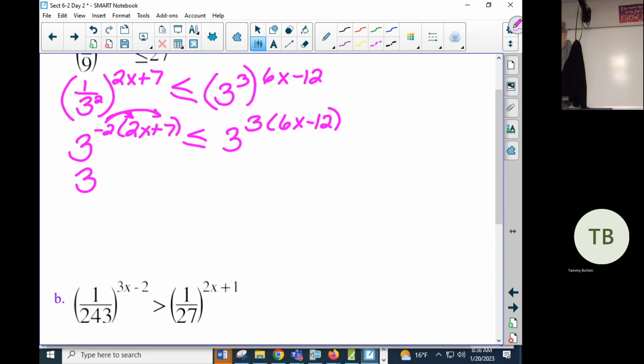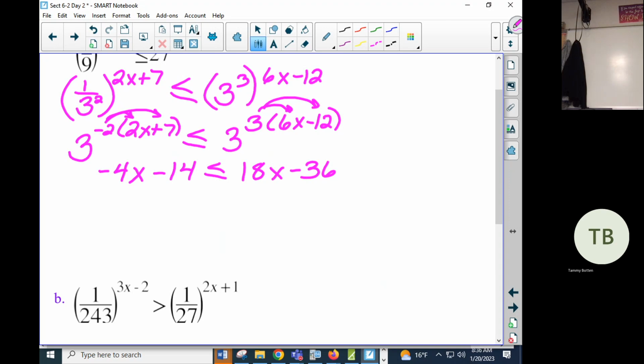So I'd get, well, actually, you know what? I can distribute and get rid of the 3's at the same time. So as I bring this down and get rid of my 3's, I'm going to distribute. -2 times 2x is -4x. -2 times 7 is -14. Here, when I distribute, 3 times 6x is 18x. 3 times a -12 is -36.